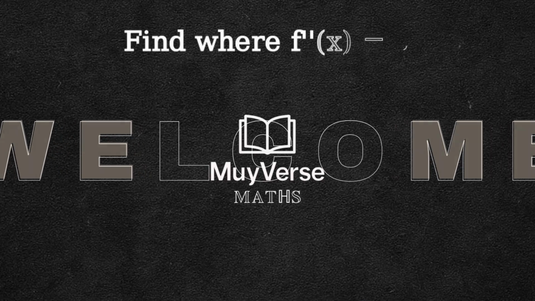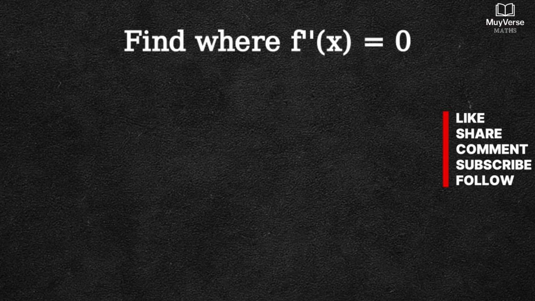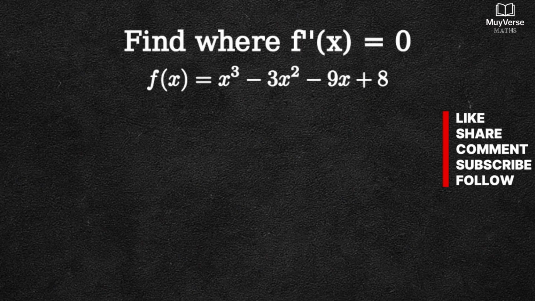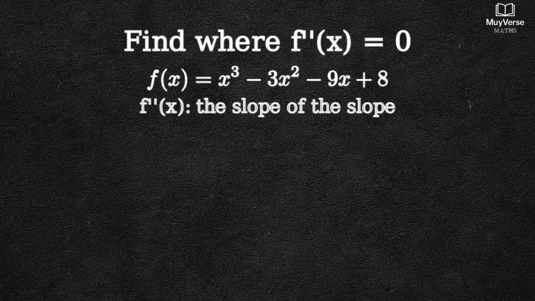Calculus. Today we will find where f double prime of x equals 0 for the function f of x equals x cubed minus 3x squared minus 9x plus 8. Think of f double prime as the slope of the slope. It tells us how the steepness itself is changing. We will move step by step. First derivative, second derivative, then set it equal to 0 and solve.